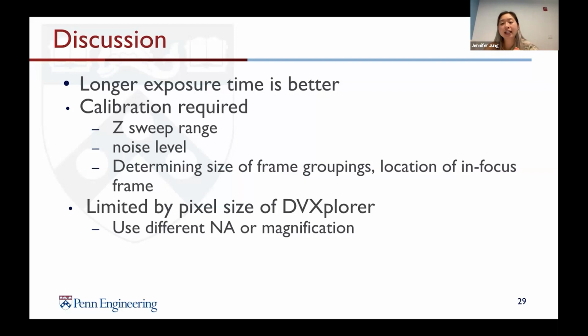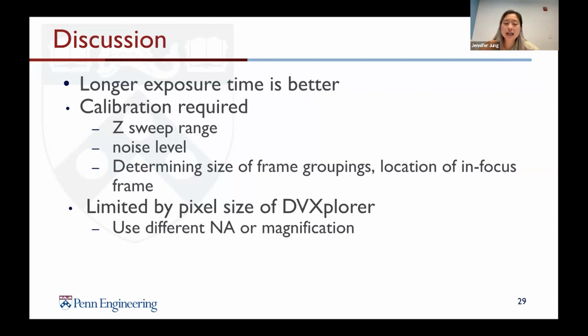There's also a lot of calibration required as it is right now. You need to determine exactly what's the best Z sweep range, how noisy you want the camera, how many events you want it to detect. Also, in post-processing, determining the size of the frame groupings, which frame is the one that's in focus. And right now I have to do all of this by hand, which is not the best.